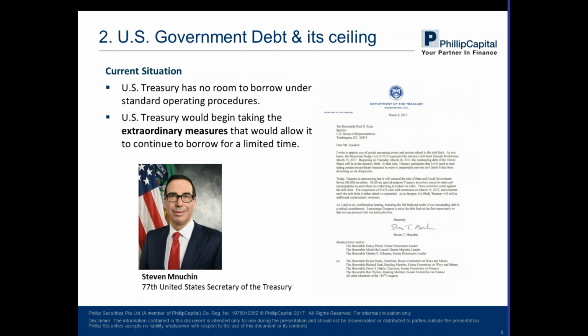Are we going to get worried about this? The current situation is that the US Treasury has no room to borrow under standard operating procedure. On the right side of this slide is a letter dated March 8, written by the current Secretary of the Treasury, Steven Mnuchin, whose face is there in the slides as well. He was proposing to the House of Congress to extend the debt ceiling.